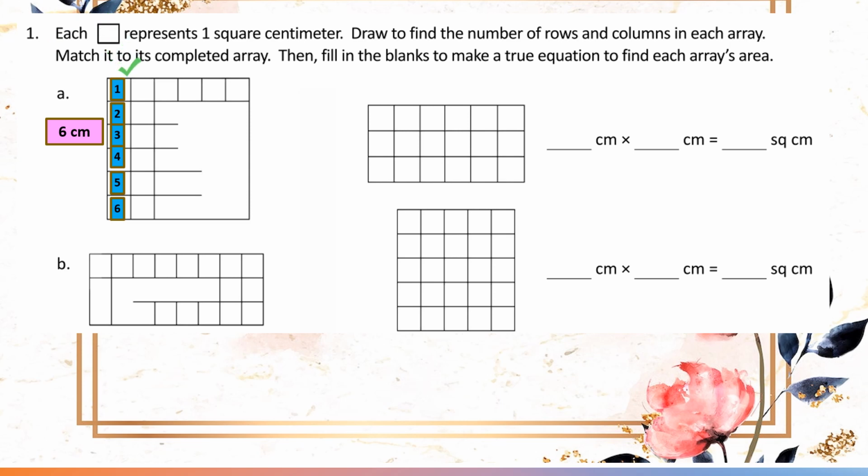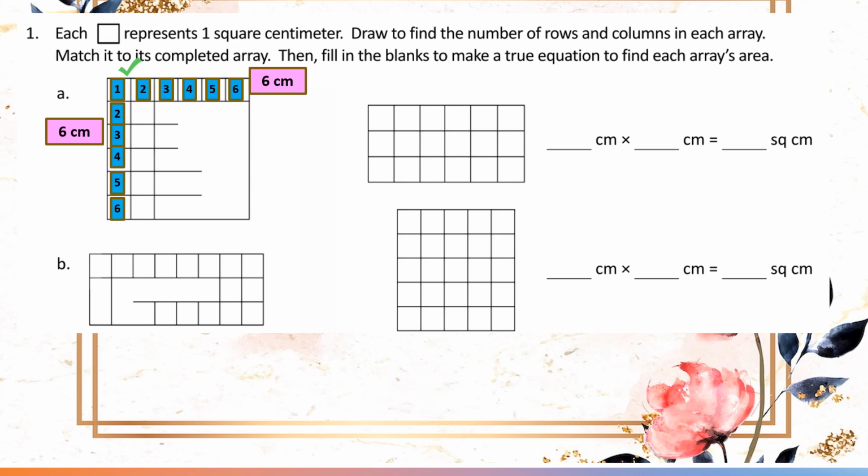Now let's work on our width. We're going to use that same number 1 in that upper left-hand corner, but we're going to count straight across. So that's 1, 2, 3, 4, 5, 6. So our width is also 6 centimeters.